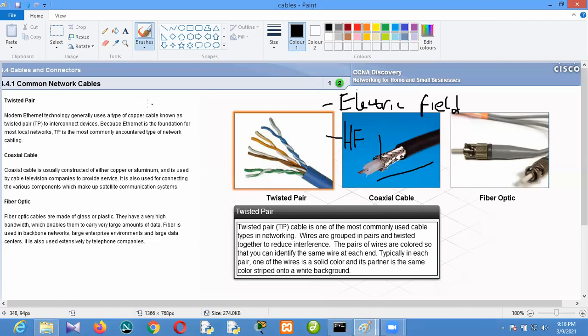Now, when I mean by electric field, I mean when a cable that is carrying current is passing, there is this field around it.